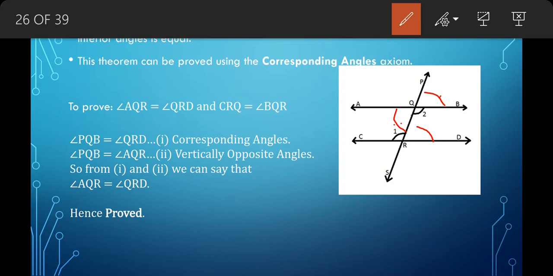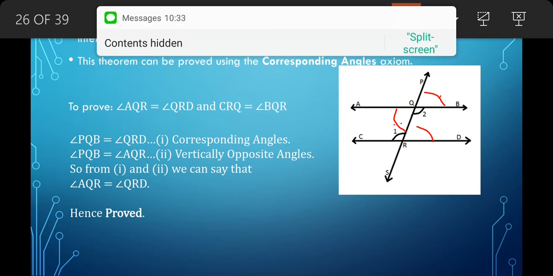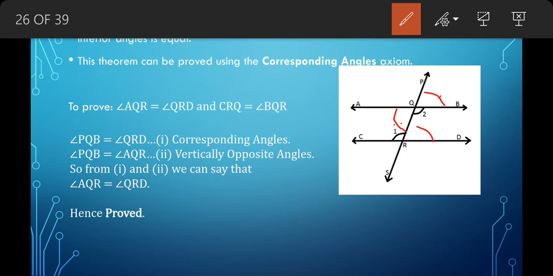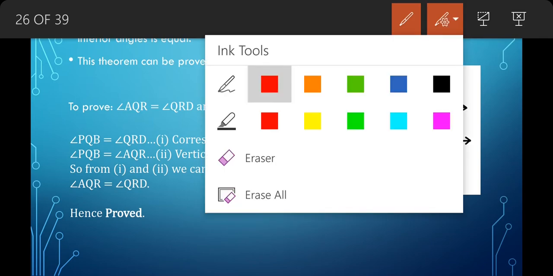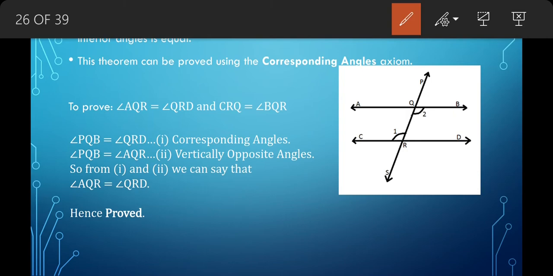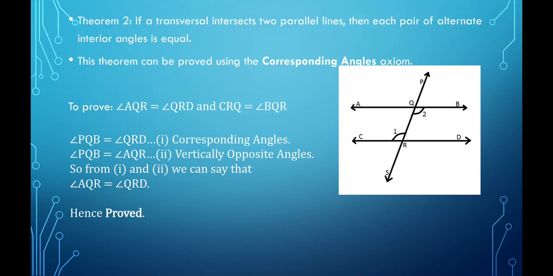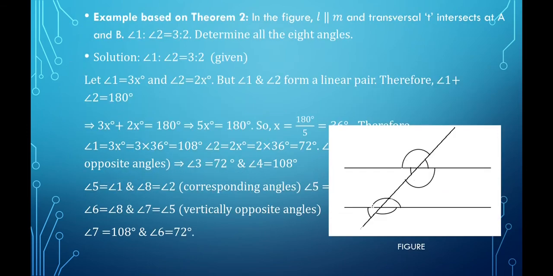So two equations are coming. PQB equal to QRD and PQB equal to AQR. So LHS is equal, so we can equate the RHS. So QRD equal to AQR. So from 1 and 2 we are getting angle QRD equal to AQR. Hence the first part is proved. Similarly, CRQ is equal to BQR can also be proved. So pause the video and take a screenshot, or whatever it may be, so you can learn better. Then come to the next part.